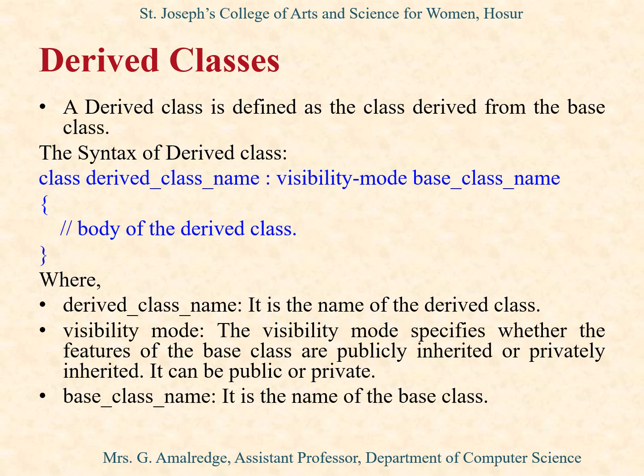Derived classes. A derived class is defined as the class derived from the base class. This is the syntax of derived class. Class derived class name colon visibility mode base class name and body of the derived class. Here derived class name is the name of the derived class. Visibility mode specifies whether the features of the base class are publicly inherited or privately inherited. It can be public or private. And base class name is the name of the base class.